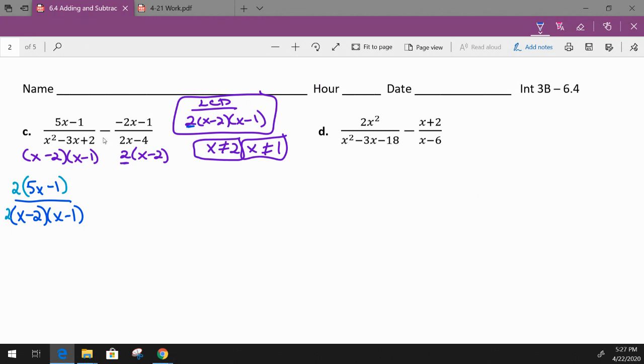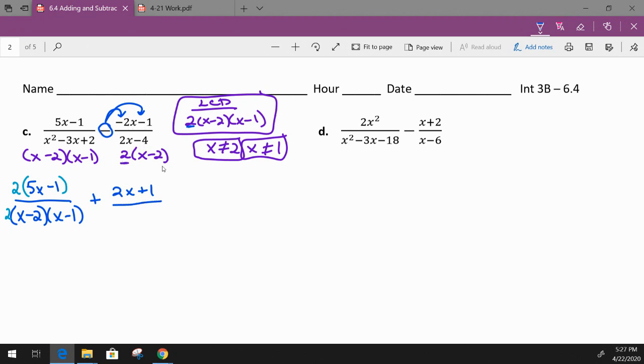The next thing I would also recommend is that you distribute this negative. So since you're subtracting, that's going to change both of those signs. And once we distribute the negative, we can then add. So the negative 2x will become positive 2x. The negative 1 will become positive 1.